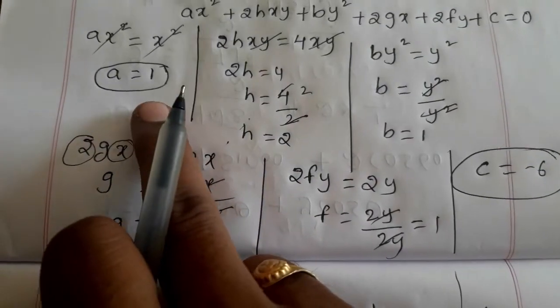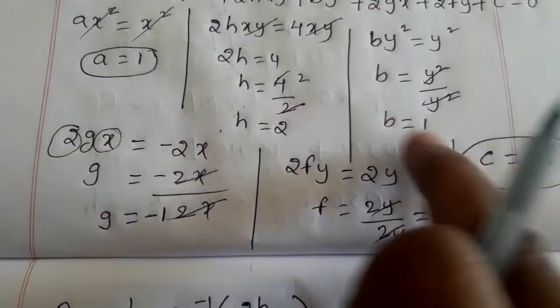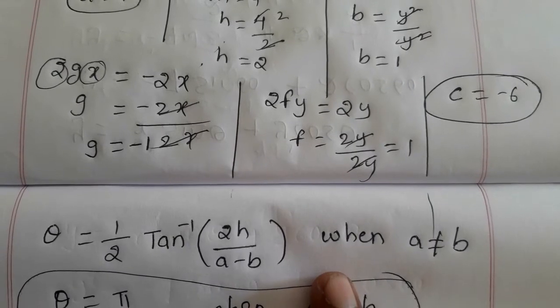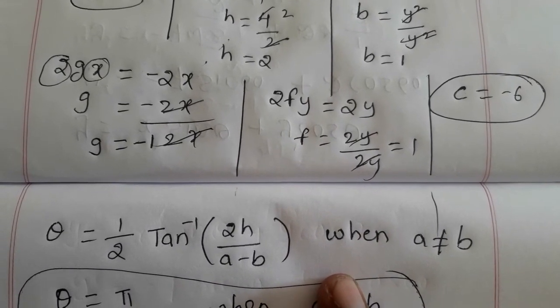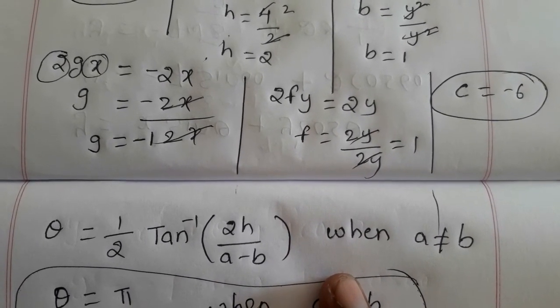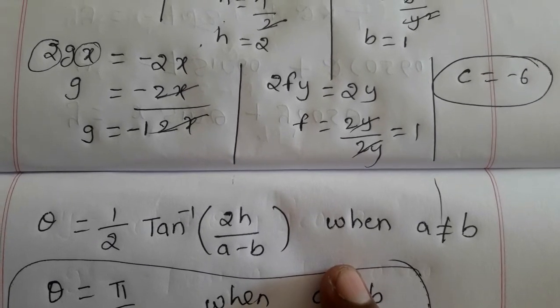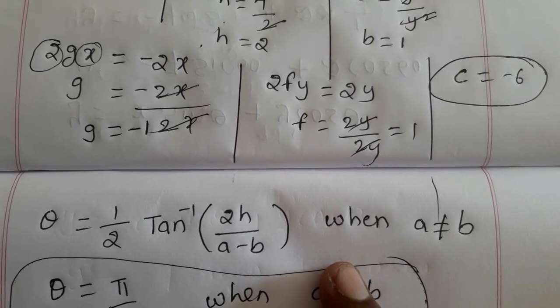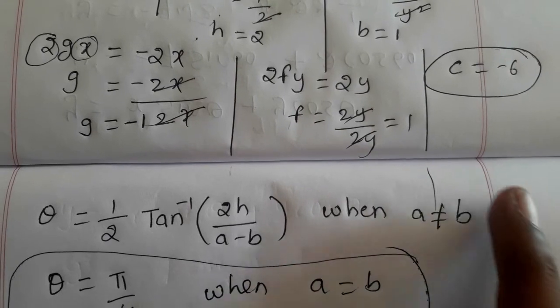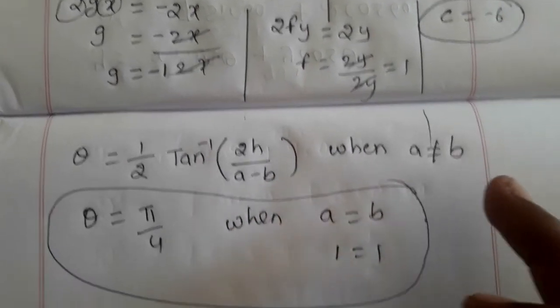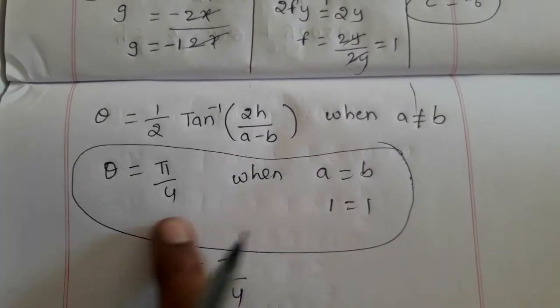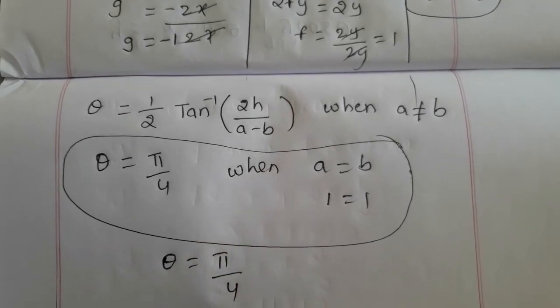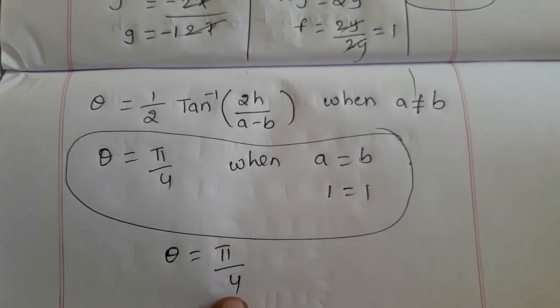But if, for example, A and B are not equal, we have to use the first formula, that is theta is equal to half tan to the power of minus 1 of 2h by A minus B. If A is equal to B, we can write directly the angle is pi by 4. This is the required solution for us.